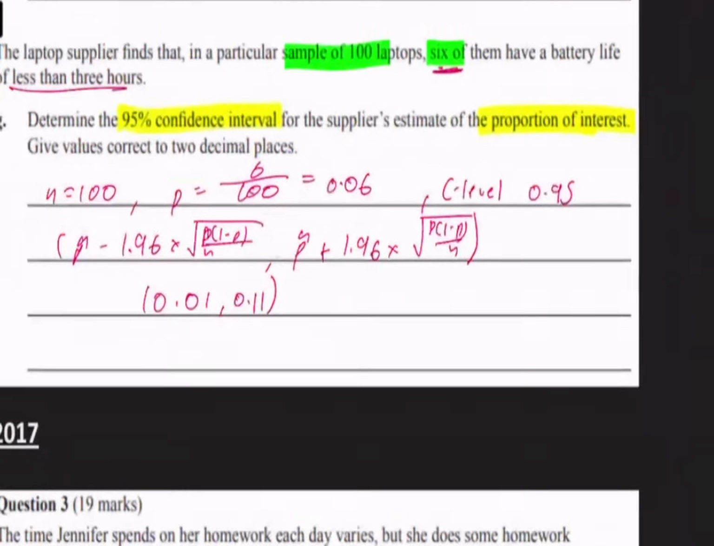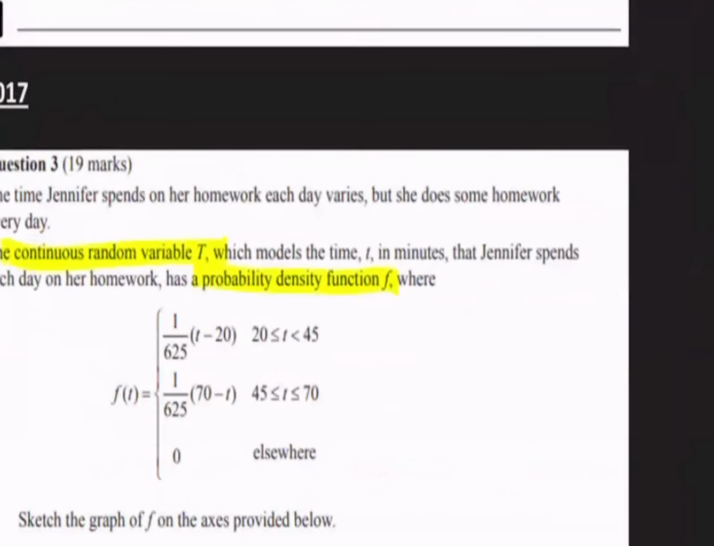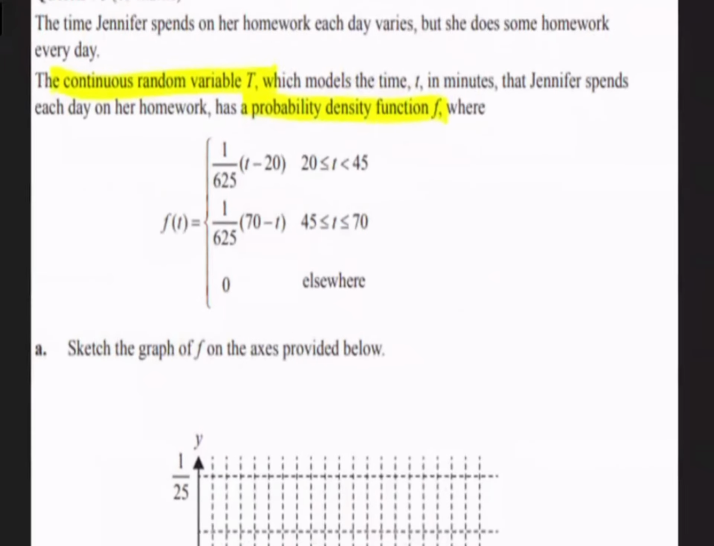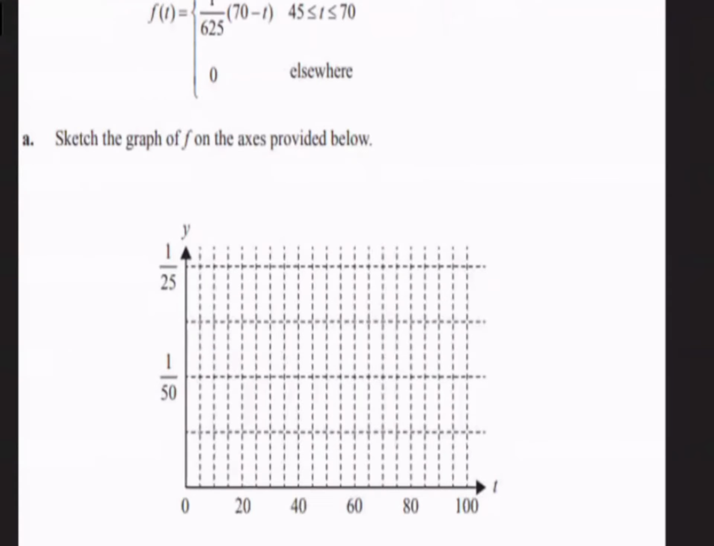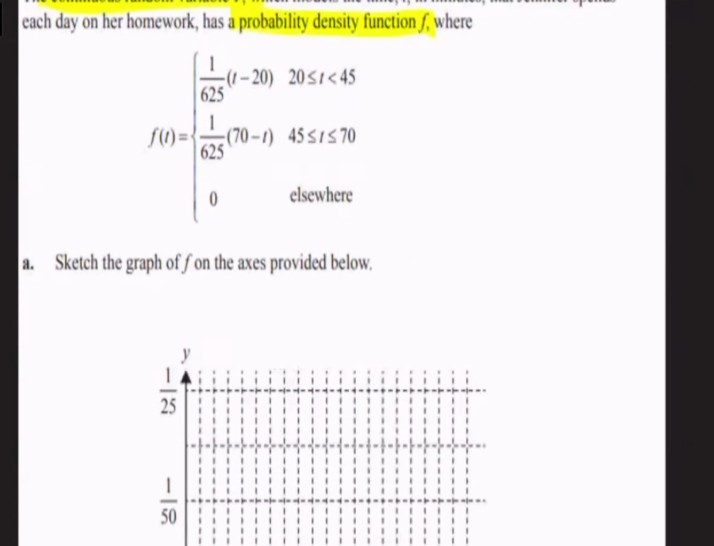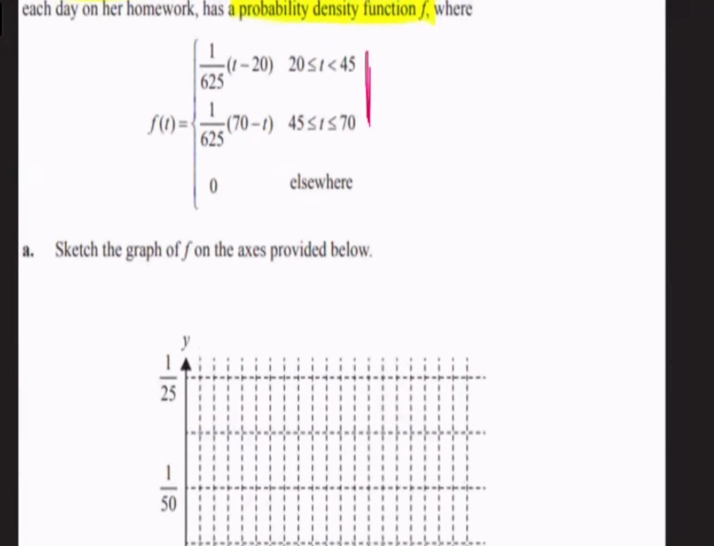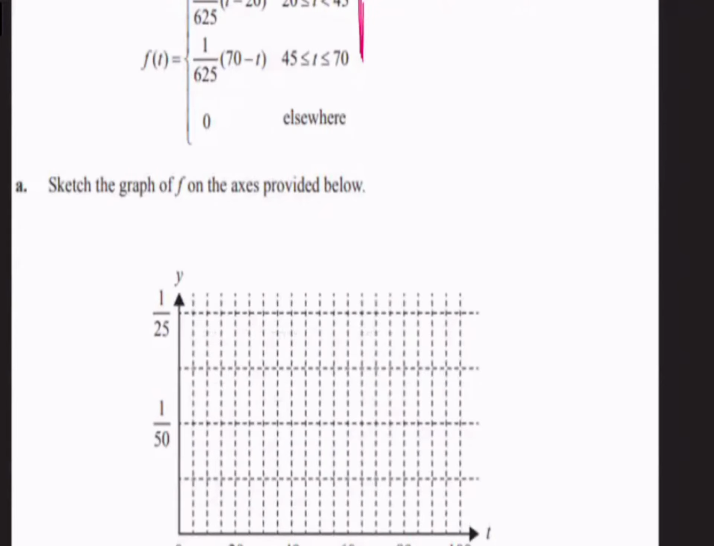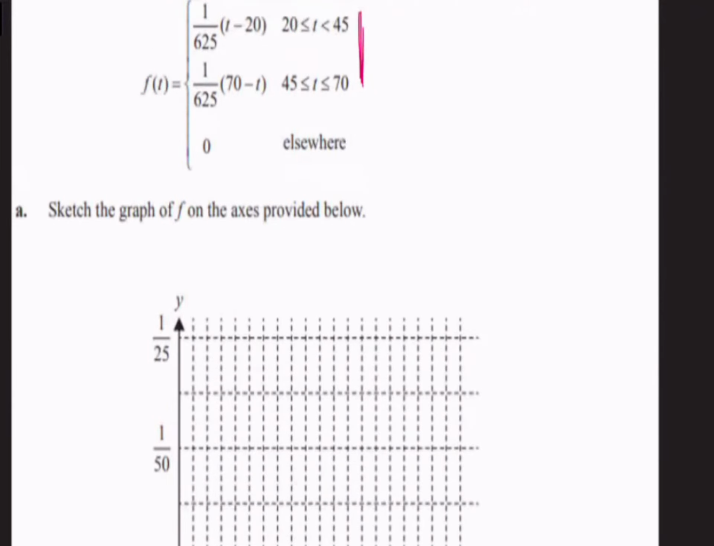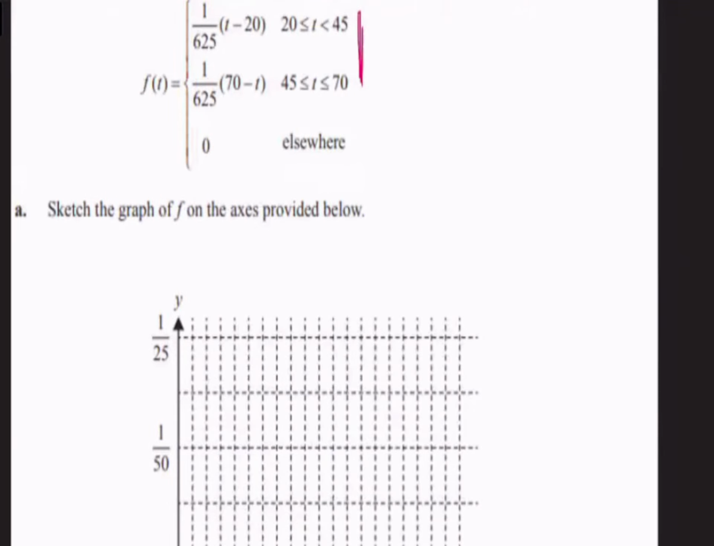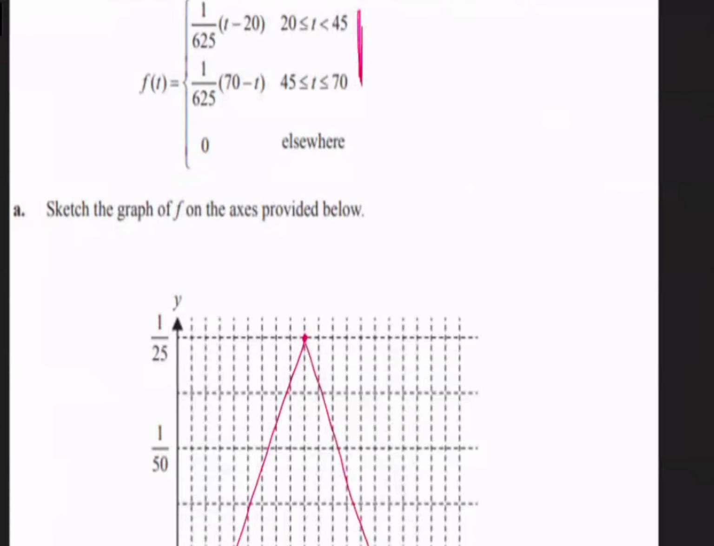So in 2017, we have this one. We have a probability density function, and they asked us to graph it. Just looking at this, you can graph it on your CAS. Either way, they're linear lines, so it's not that bad. It stops at 45 and changes direction. So the graph kind of looks like this, and then down to 70.